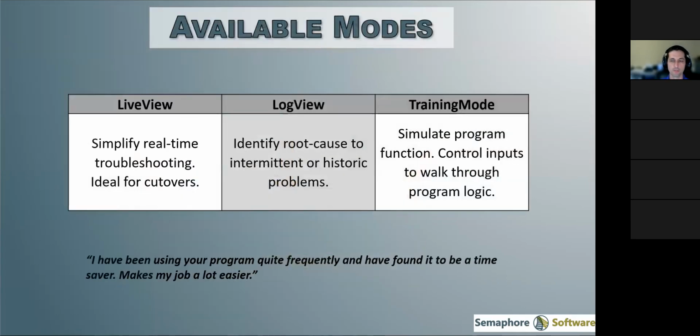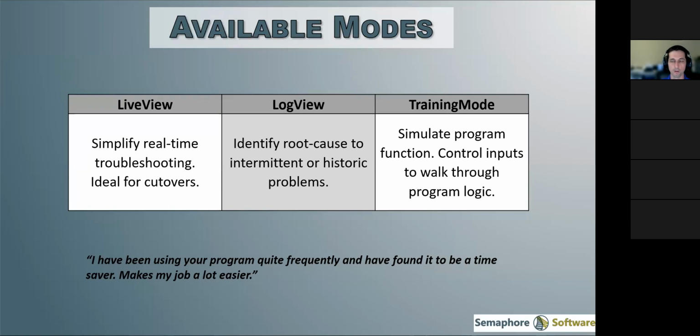So how does Signal Scout do that? It does that in three different ways. You can use live view, which is if you have a real-time trouble going on that you need to try to solve, or if you perhaps are doing a cutover or something like that, you can take Signal Scout out to the field, plug it into a piece of equipment, and it's going to show you exactly what's going on with a piece of equipment in real time. So you can get live information about exactly what's happening.